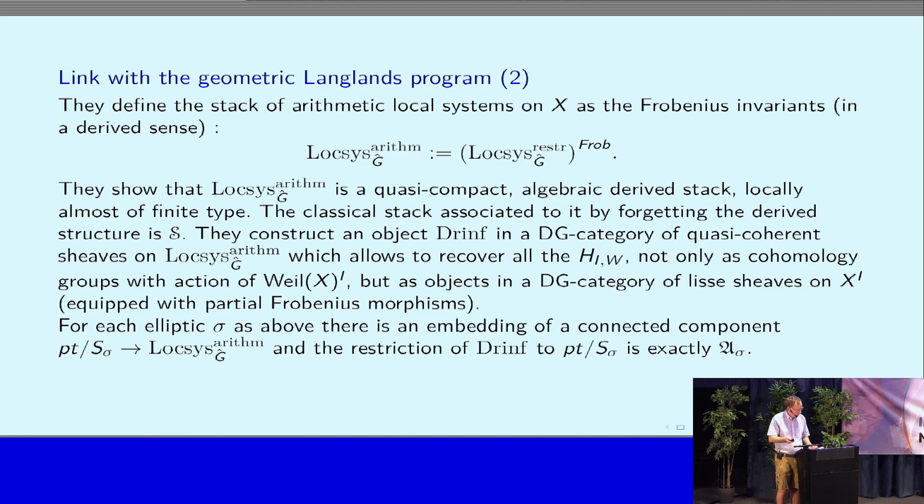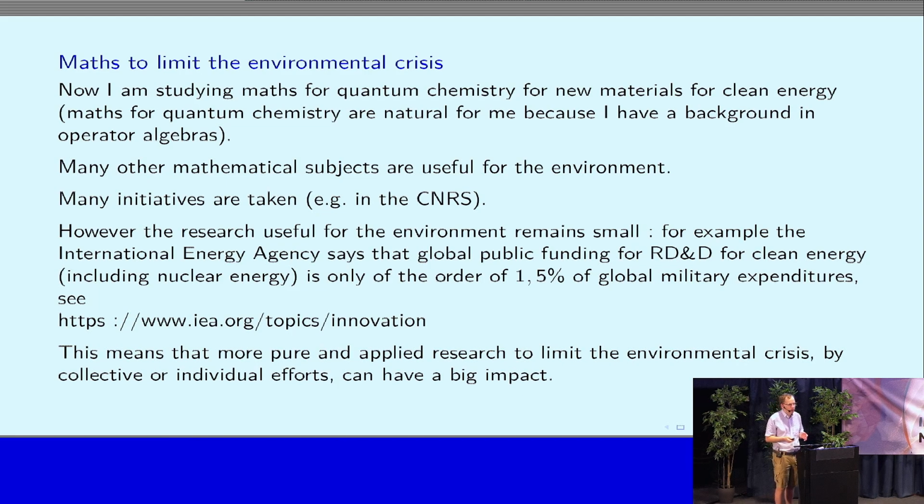And so at the end, I wanted to say that now I am studying math for quantum chemistry. I've begun to do this, and not yet at a level to give a talk about it, but I am working, and it's related to operator algebra. So I want to say that many other mathematical subjects are useful for the environment, and many initiatives are taken. But I look at the figures given by economists, and for instance, the International Energy Agency said that the global public spending for RD&D, research, development, and demonstration for clean energy, including nuclear energy, is only of the order of 1.5% of military expenditures.